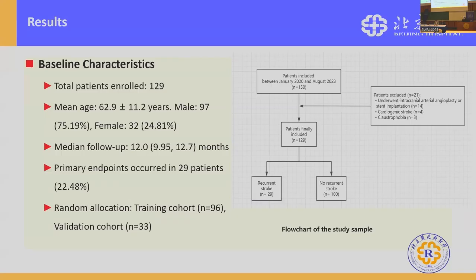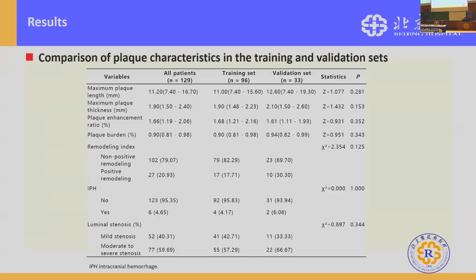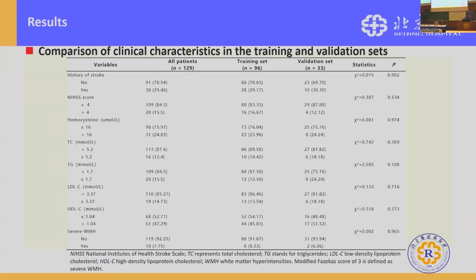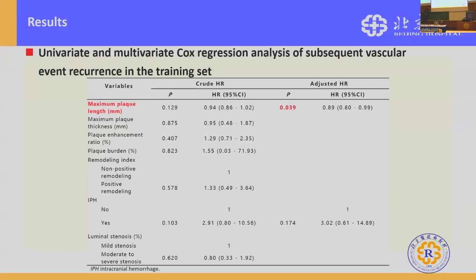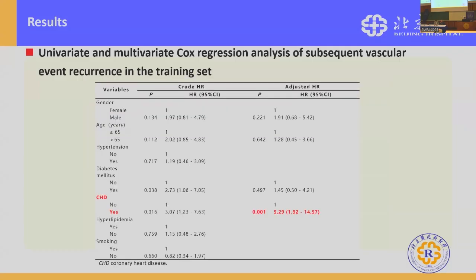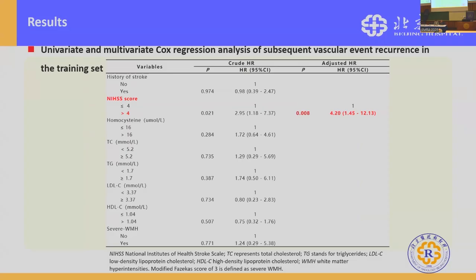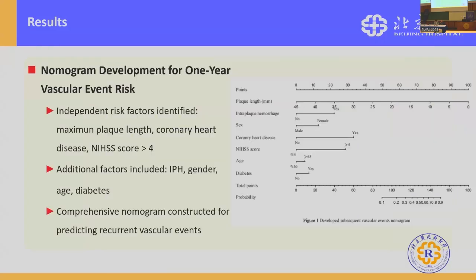Patients were randomly divided 3-to-1 into training and validation sets. We compared the baseline plaque and clinical characteristics between the training and validation sets and found no statistically significant differences. Multivariate Cox regression identified 3 independent risk factors: the maximum plaque length, coronary artery disease, and NIHSS score greater than 4.